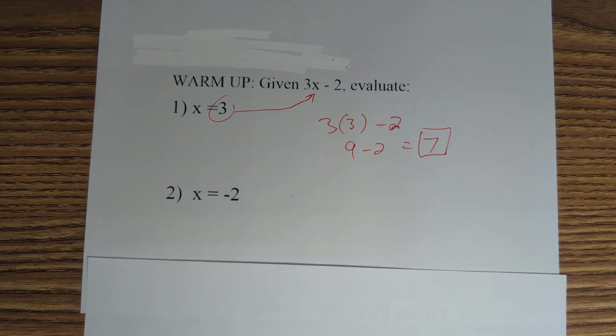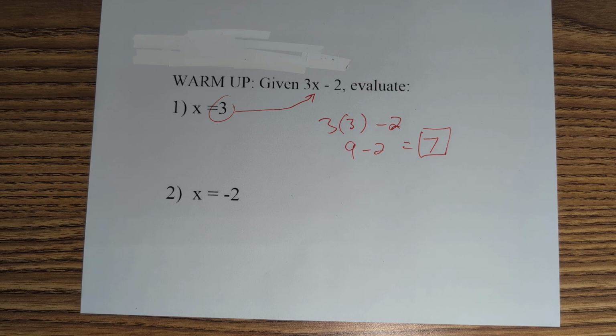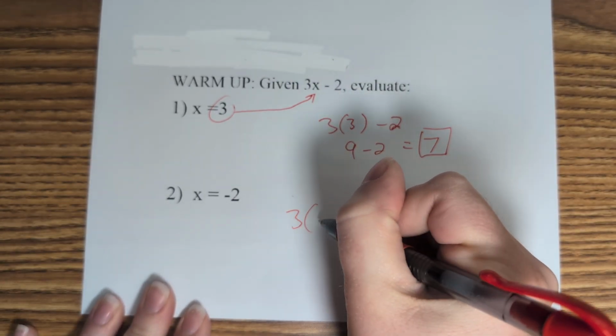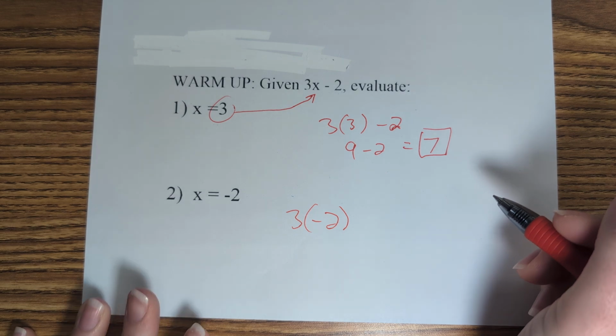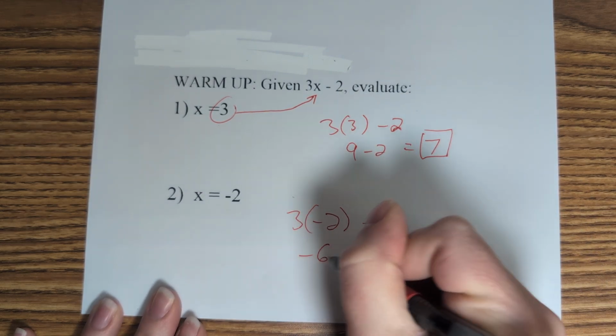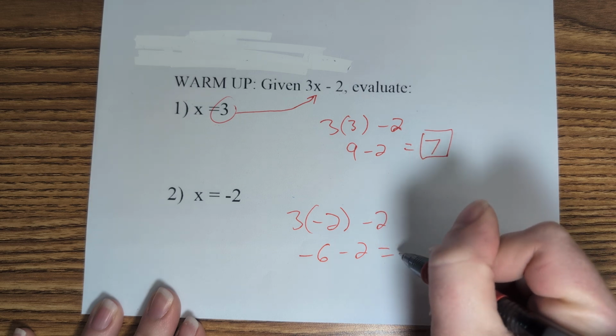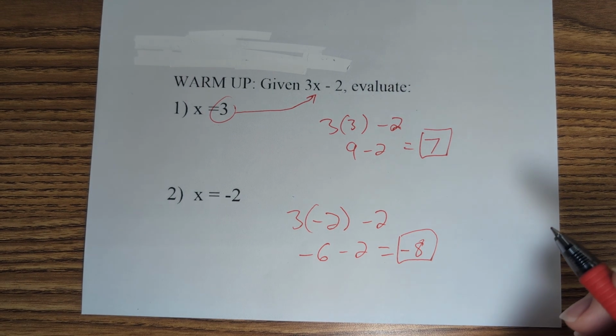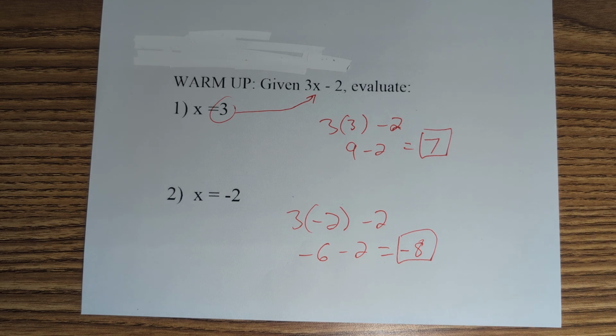And I could choose some other value to stick in for x. It doesn't matter what it is. I could say, okay, then in this case, I'll put the -2 in for the x. Well, negative times a positive is a negative. -6 minus 2 is -8. And this is older. This is stuff that should already be familiar.